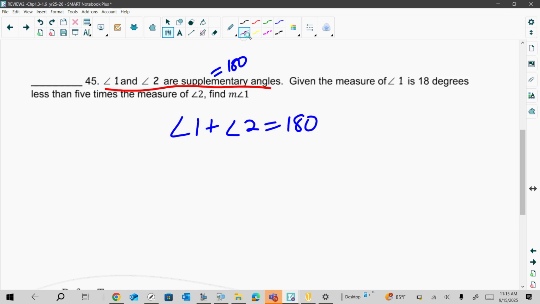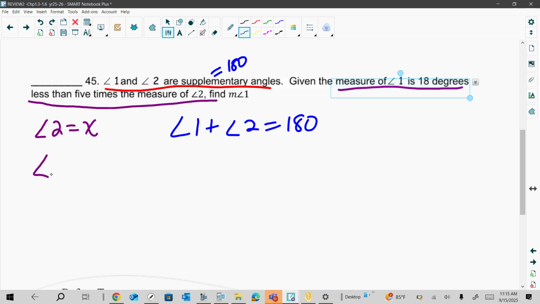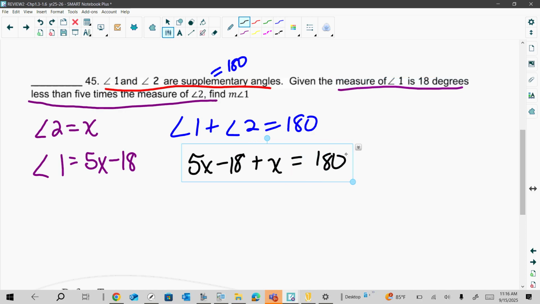But this is a little bit more challenging because it says the measure of angle 1 is 18 degrees less than 5 times angle 2. Angle 2 is x, the unknown. Angle 1 would be 5x minus 18, 18 degrees less than 5 times angle 2. So we now have 5x minus 18 plus x equals 180. Don't forget to find the measure of angle 2.